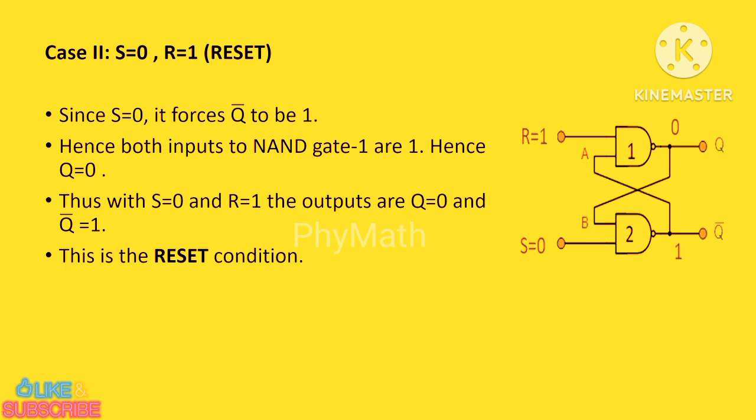Now Q bar equals 1 means one input to the first NAND gate is 1, and R is already 1. When both inputs are 1, the output of that NAND gate will be 0. So the output of NAND gate 1 is 0, which means Q equals 0. Now when Q equals 0, Q bar equals 1. Thus, when S equals 0 and R equals 1, the outputs are Q equals 0 and Q bar equals 1. And as we know, when Q equals 0 and Q bar equals 1, this condition is called the reset condition or logic 0 state.